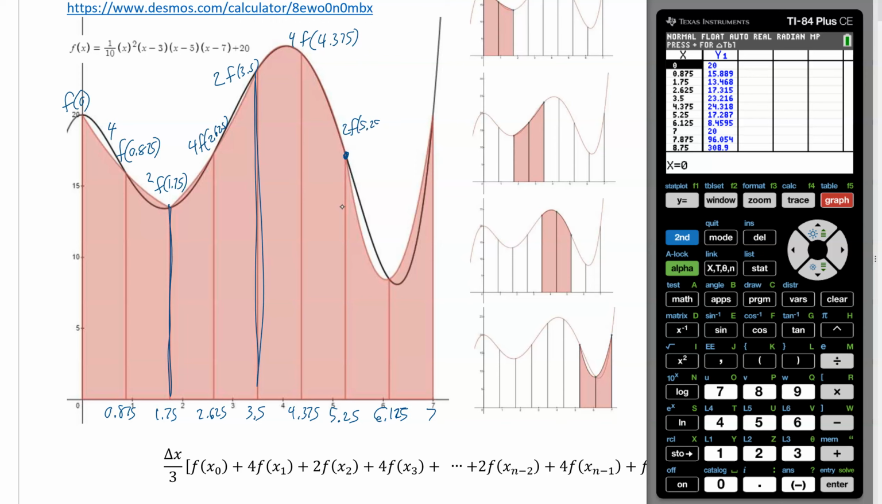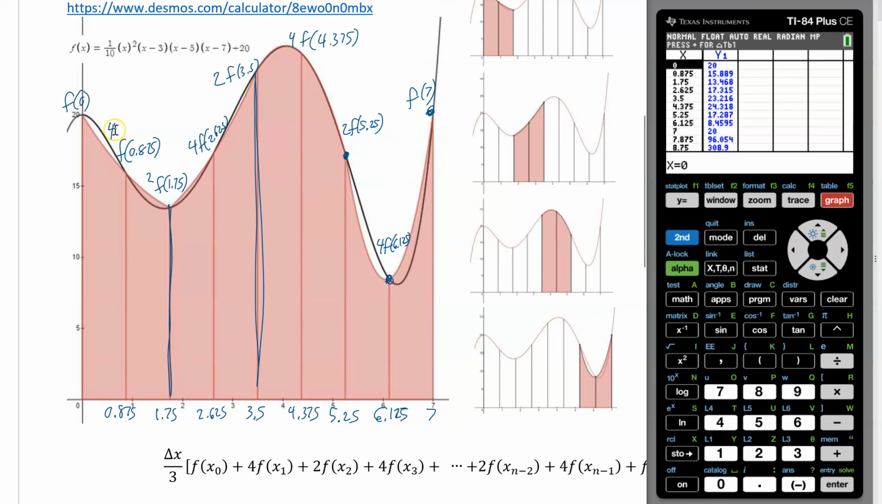Except for the endpoints, just like before. Remember when we did the trapezoid, it was 1, 2, 2, 2, 2, 2, 2, 2, 1. This one's 1, 4, 2, 4, 2, 4, 2, 4, 1. So now we end up with 4 f of 6.125, and then finally that 1 point, which is only used once, f of 7. So we have a little sandwich of the a and the b, and everybody else is 4, 2, 4, 2, 4, 2, 4, 1.